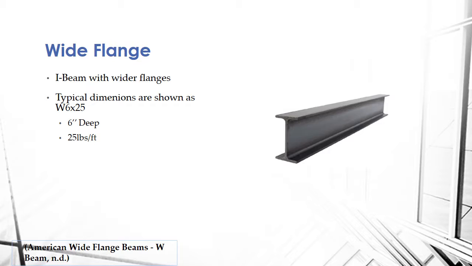Next, we have a wide flange. It's an I-beam with longer flanges. Again, the flanges are the horizontal portions of the I-beam. Typical dimensions are listed as W number by number. So this one, for an example, would be W6 by 25, 6 being 6 inches deep and 25 being 25 pounds per foot.